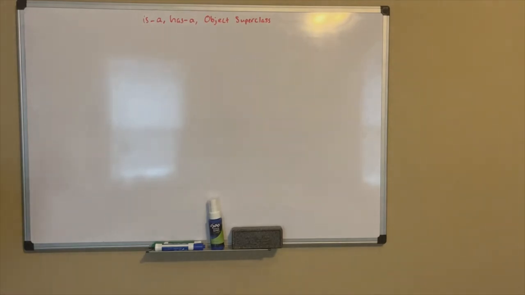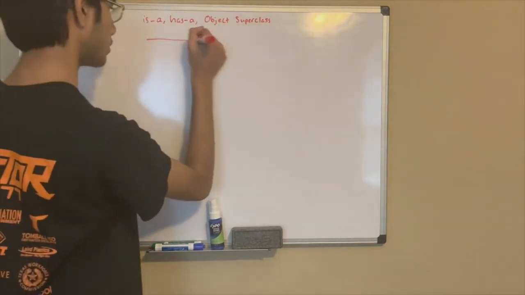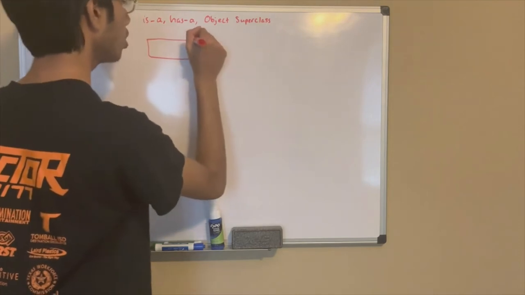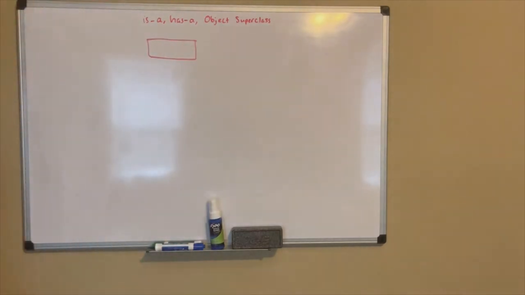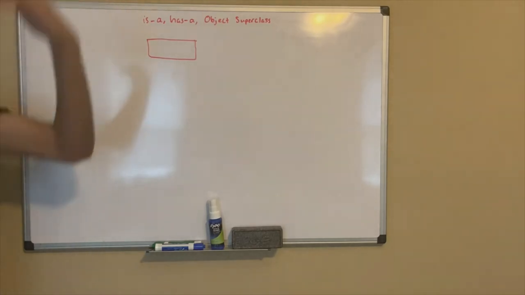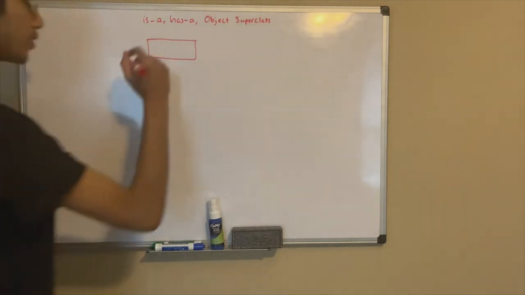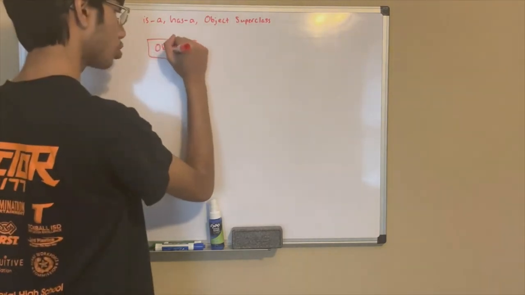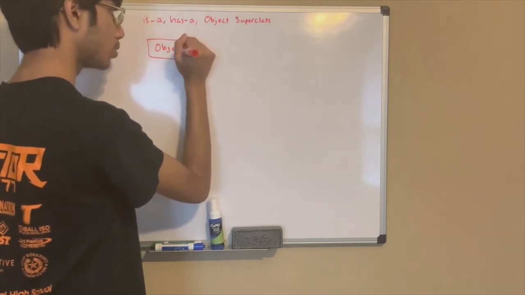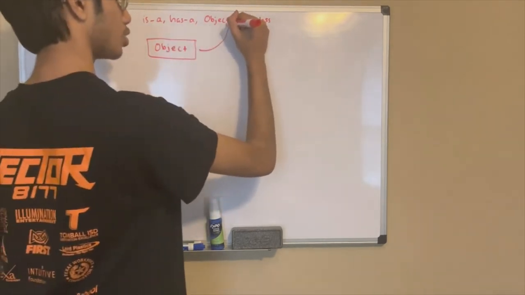And then finally, we have the object superclass. So the biggest thing I want to cover in inheritance is, I'm not myself a visual learner, but I know a lot of my viewers are visual learners. And the best way to visually understand inheritance is through hierarchies. And hierarchies are just basically used to show levels. So on the top of your hierarchy, you're always going to have object. And that is your object superclass.